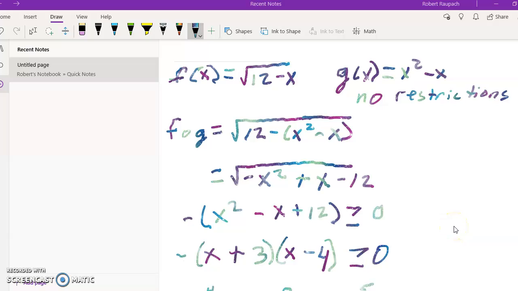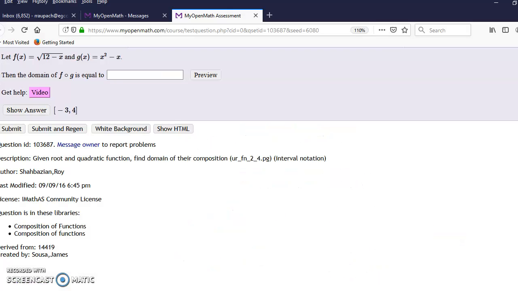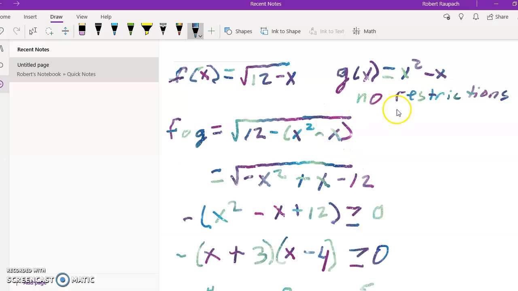Okay, this video will explain how to get the domain of a composite function. The original problem is this here. Let you guys look at that real quick. All right. What is the domain f composite function g? So the first thing we have to do is see what is the domain of g of x.